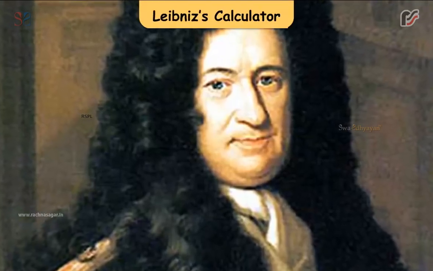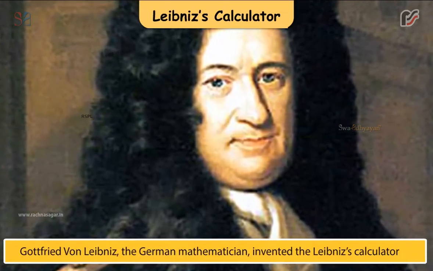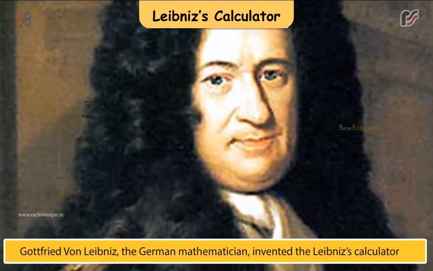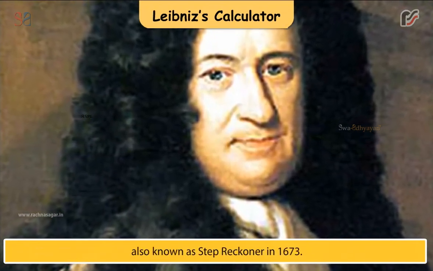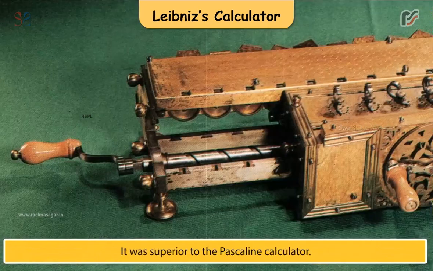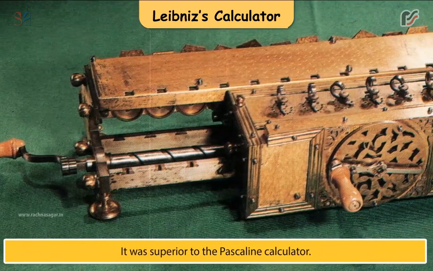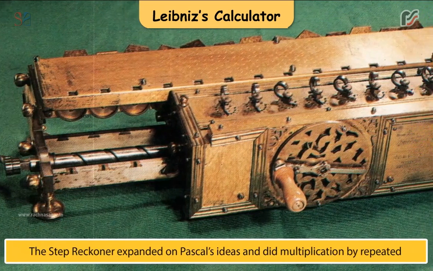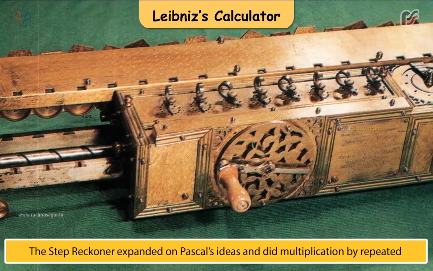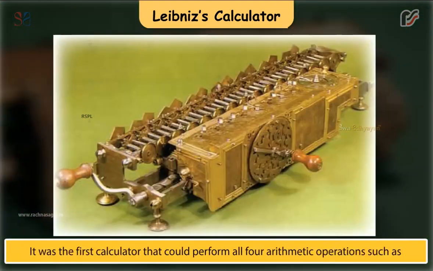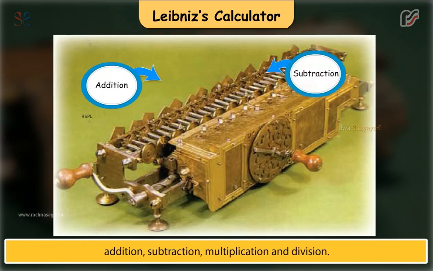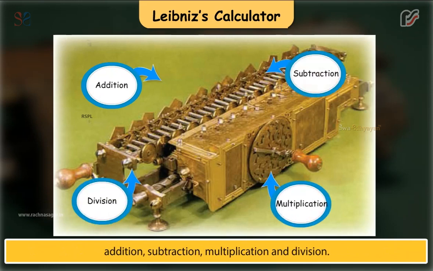Leibniz calculator. Gottfried von Leibniz, the German mathematician, invented the Leibniz calculator, also known as the Stepped Reckoner, in 1673. It was superior to the Pascaline calculator. The Stepped Reckoner expanded on Pascal's ideas and did multiplication by repeated addition and shifting. It was the first calculator that could perform all four arithmetic operations such as addition, subtraction, multiplication, and division.